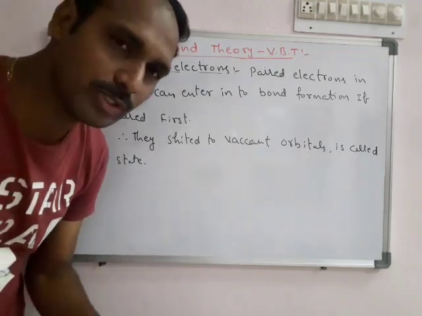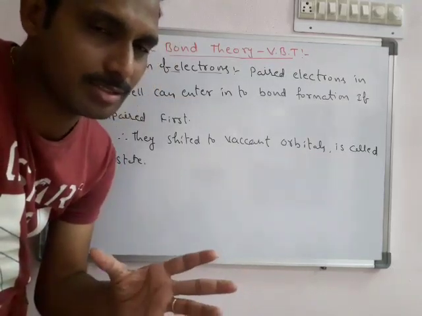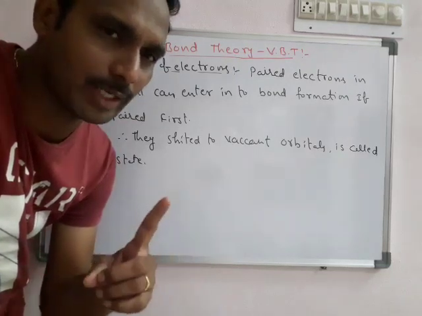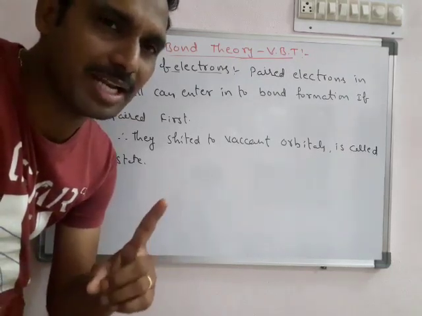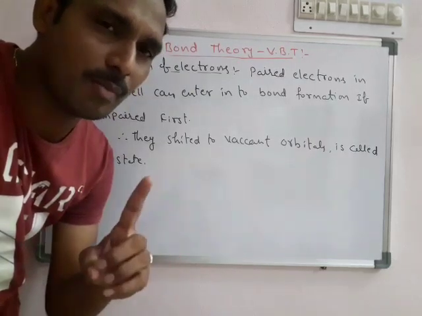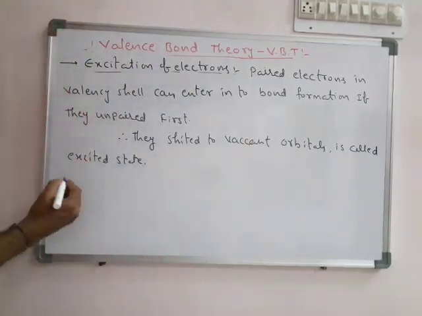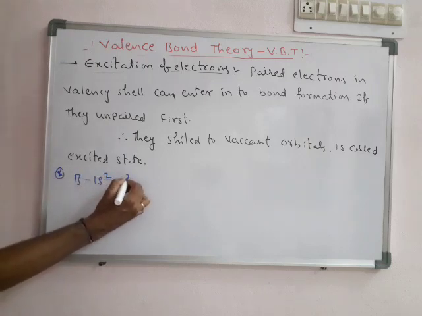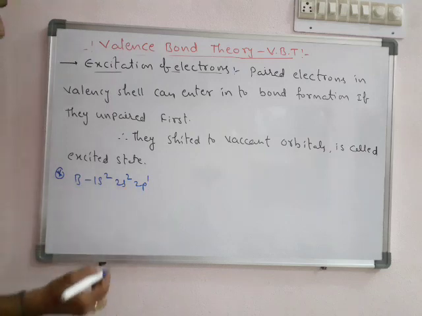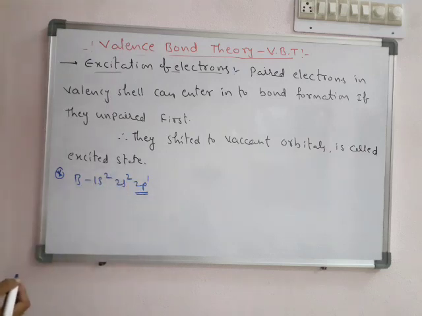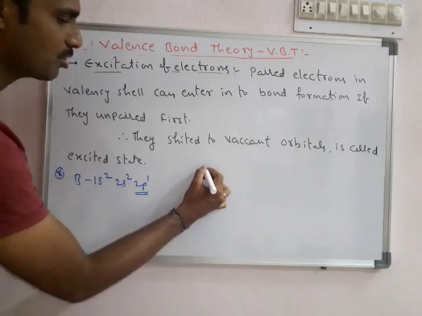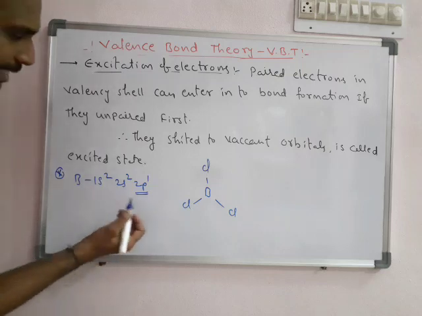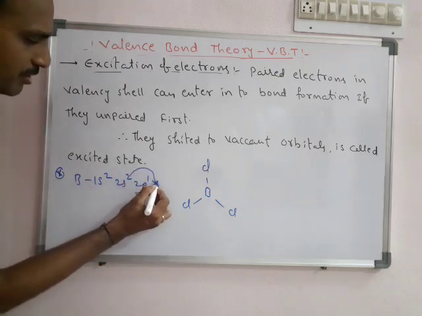But according to the concept we said, there must be unpaired electrons. Boron has only one unpaired electron, so it can form only one bond. Again, boron configuration is 1s2, 2s2, 2p1, only the unpaired electron can form a bond, so only one bond is possible. But in the formation of BCl3, there are 3 bonds. How is that possible? Just now we said that this electron shifted to here.